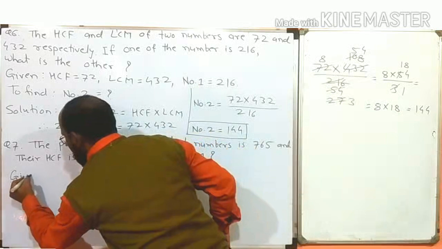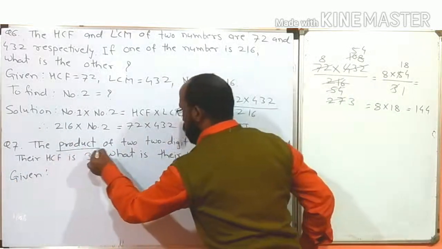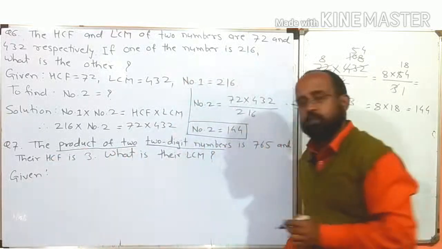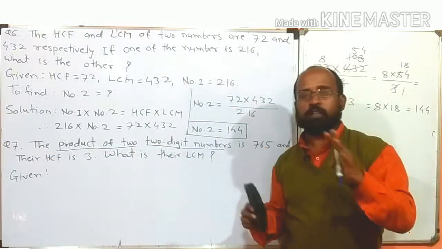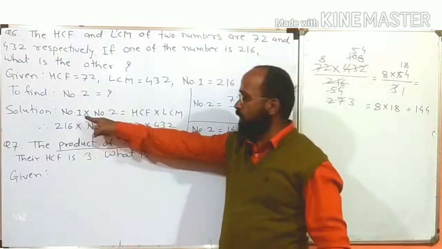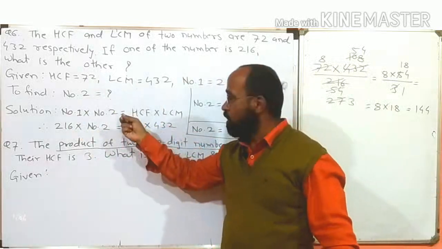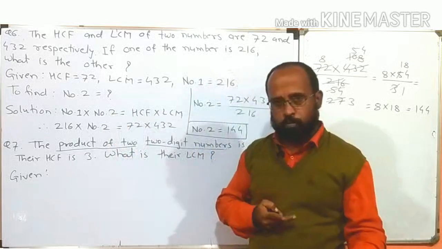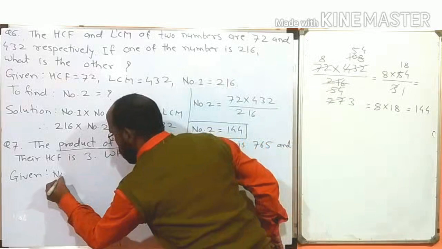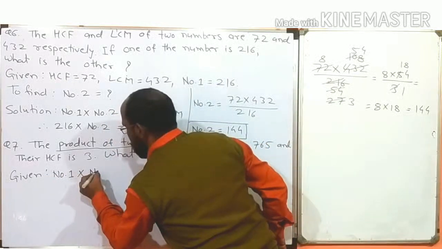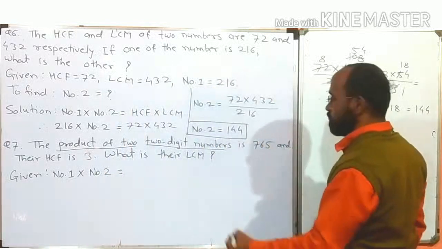Given part is: product of two two-digit numbers. So instead of giving two numbers, their product is directly given, which is used in the formula like number 1 into number 2. Number 1 is one number, number 2 is another number. Number 1 into number 2 is the product of these two numbers. So such a product is directly given. So what is given? Number 1 into number 2, let's consider these two as number 1 and number 2, is equal to 765.